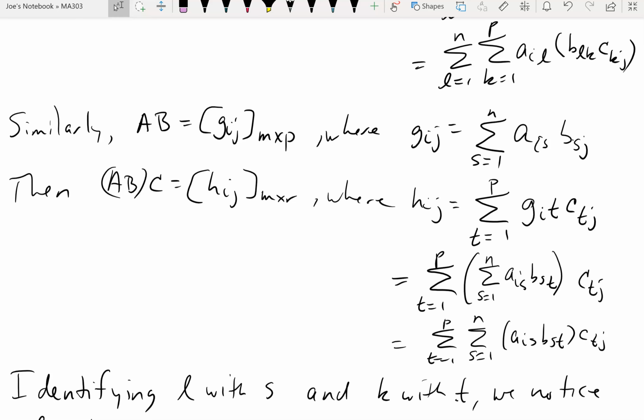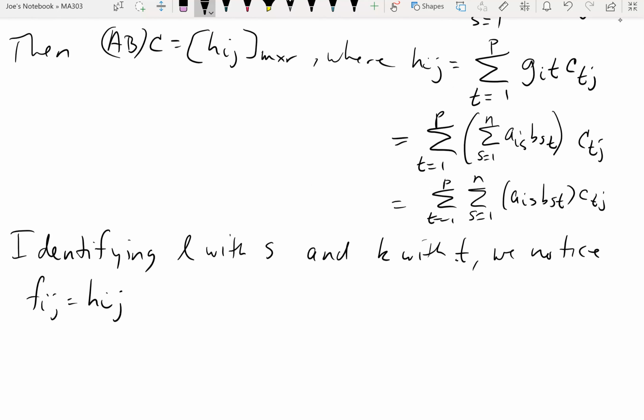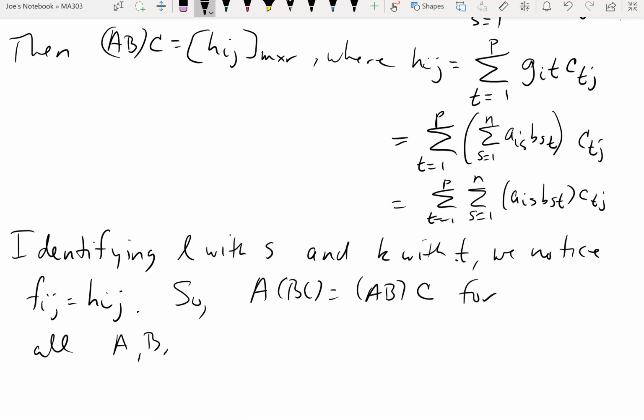So anyway, identifying those things, we notice that F sub ij is equal to H sub ij, so a times bc is equal to ab times c for all a, b, and c that can be multiplied. What I mean by that is that have the right dimensions. I know that was a longer one to suffer through. I don't disagree. But we'll play around with this idea a little bit more with things that aren't so difficult to deal with.